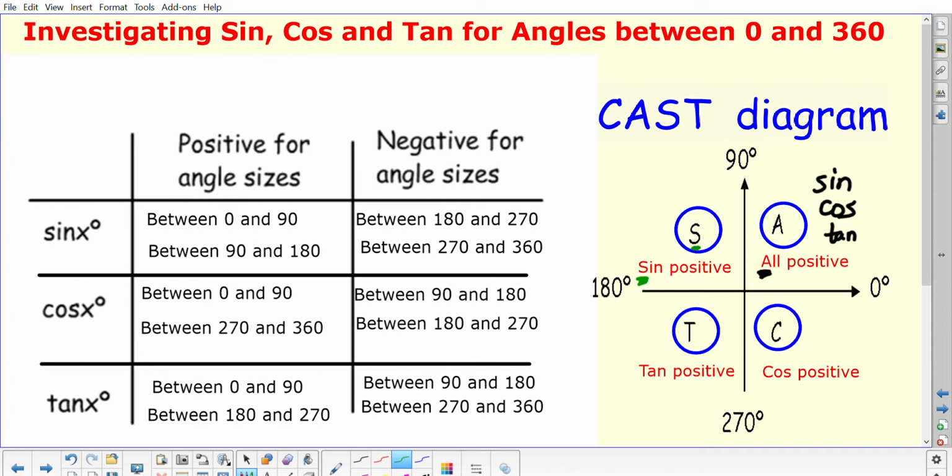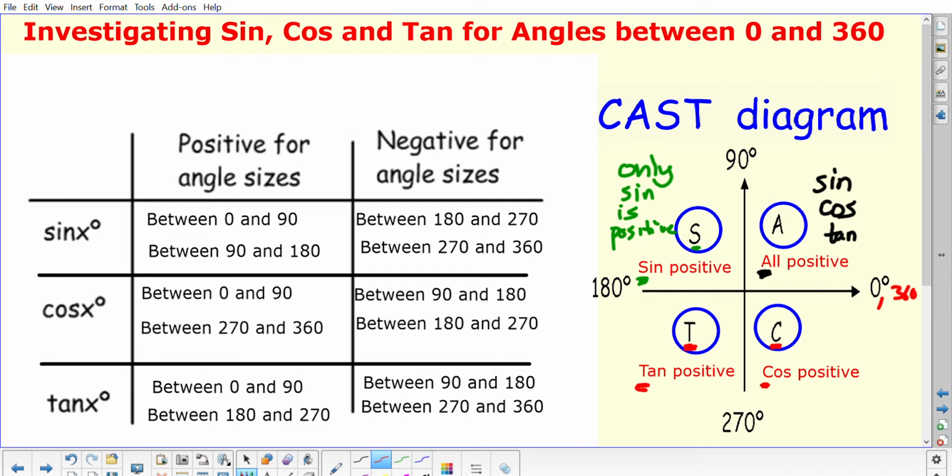So in here, only the sine is positive, only sine angles. So cos and tan of anything between 90 and 180 is going to be negative. Between 180 and 270, the only thing that is positive is the tan. That's what the T is for in there. And then between 270 and back to the beginning, which is the fourth quadrant, only the cos is positive in there.